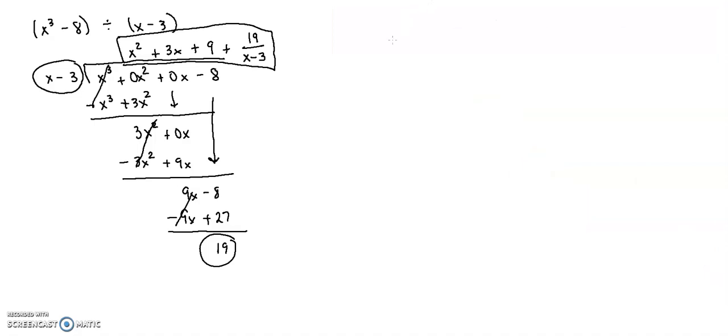Okay, let's try one more. Let's say that we've got x to the 4th plus 3x cubed plus 2x squared minus 6x minus 8 divided by x squared minus 2.